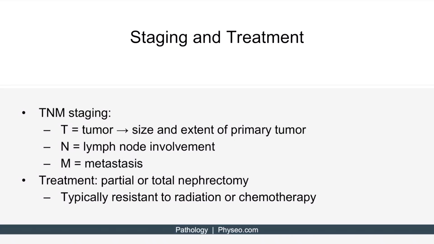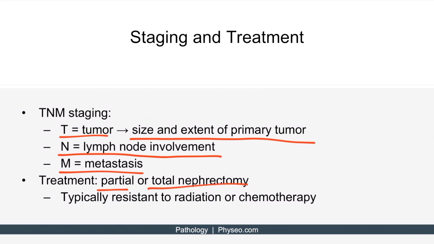Now, the tumor is staged by the TNM staging system. The T stands for tumor, which includes the size and extent of the primary tumor. The N stands for lymph node involvement, so N for node, and the M stands for metastasis. The presence of distant metastases upstages the tumor. The mainstay for treatment for renal cell carcinoma is removal of the tumor. Depending on the patient, this involves either a partial nephrectomy or a total nephrectomy. So only the tumor or part of the kidney removed versus the entire kidney removed. It's also important to know that these are typically resistant to radiation or chemotherapy.